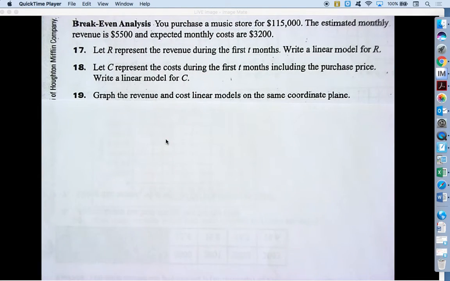So 19 was not necessary, you didn't have to graph. But in order to answer 20, which was asking you to find the break-even point, you had to actually answer 17 as well. So an extra question kind of got snuck in there.